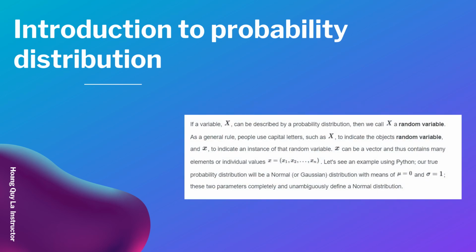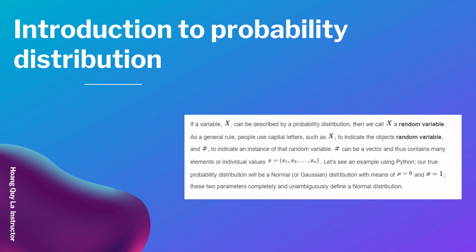Now, if a variable x can be described by a probability distribution, then we call x a random variable. As a general rule, we use capital letters such as X to indicate the random variable and lowercase x to indicate an instance of that random variable. X can be a vector and thus contain many elements or individual values. X equals x1, x2, ..., xn.